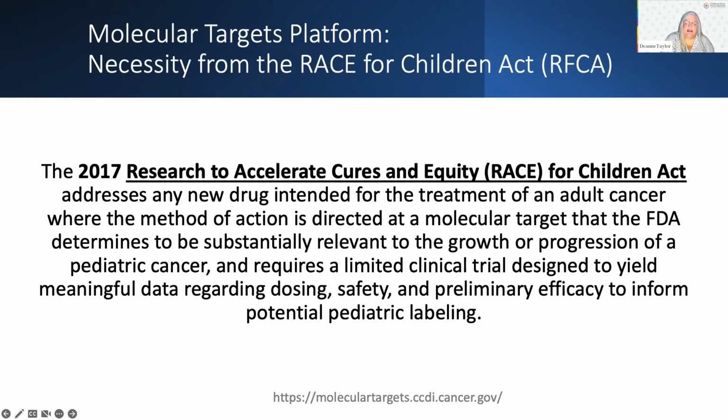So essentially, pharma companies have to test if they have a particular target for a particular compound they're working on in adult cancers. If it's on the FDA's relevant molecular target list, they have to look into a substantial trial in children to check for all of these things listed here: dosing, safety, and preliminary efficacy.